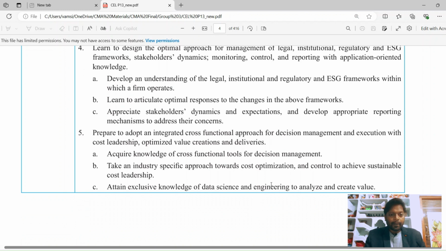Number 5, prepare to adapt an integrated cross-functional approach for decision management and execution with cost leadership, optimized value creations and deliveries. Number A, acquire knowledge of cross-functional tools for decision management. Take an industry-specific approach towards cost optimization and control to achieve sustainable cost leadership. Attain exclusive knowledge of data science and engineering to analyze the create value.